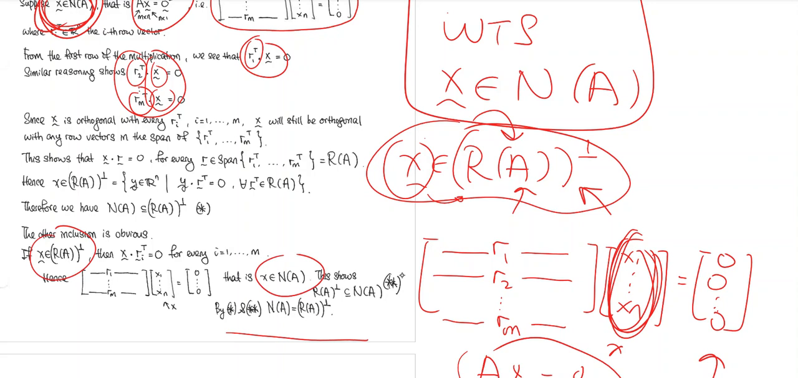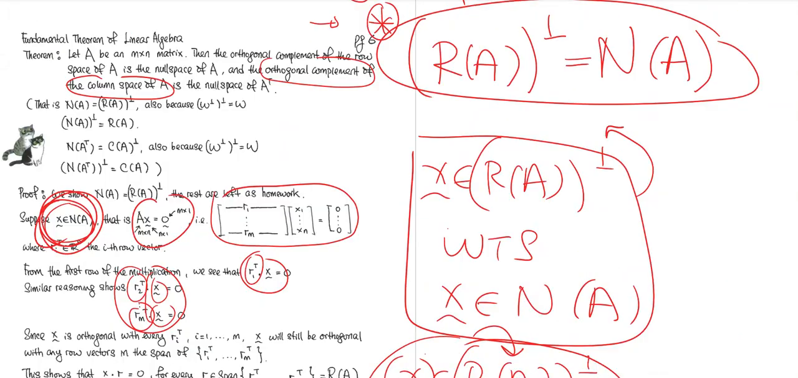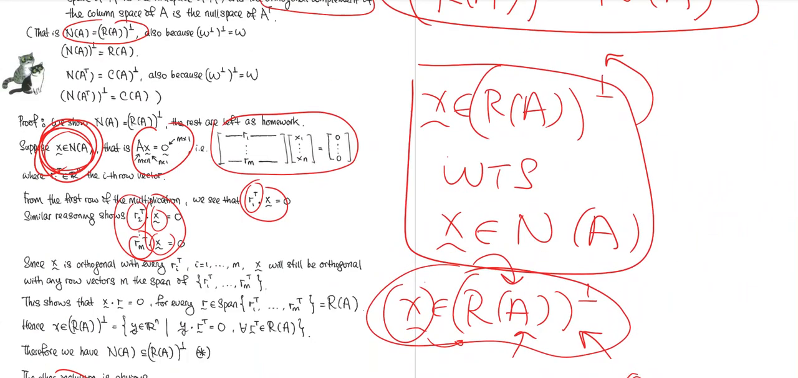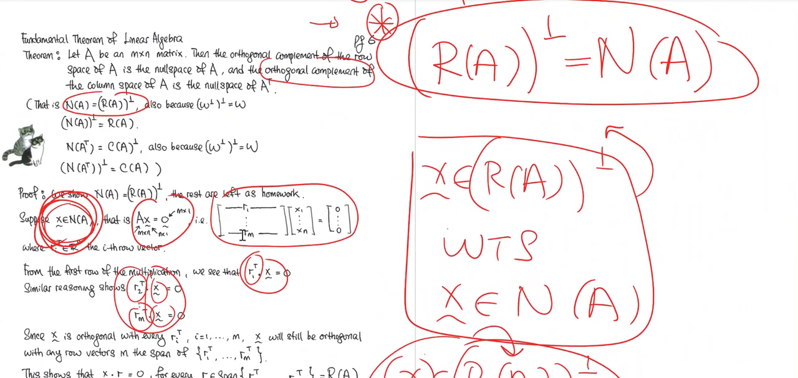Together with the first inclusion and the second inclusion, we make this equality. So the null space of A and the row space of A perp are actually the same thing. Okay, so that's the end of the proof.